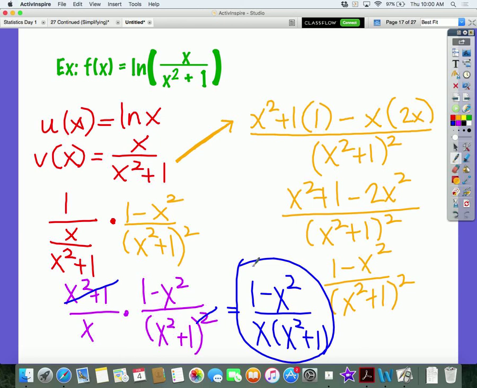Yes, did we distribute that x on the bottom? You can. You definitely can.